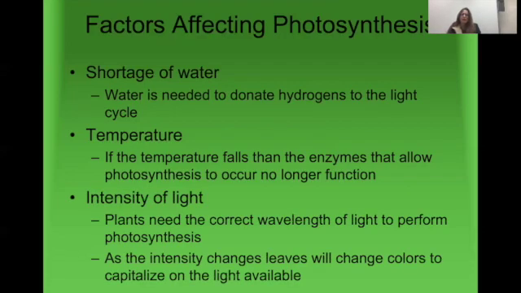Light intensity is important here. We have to have the right wavelength of light. And come fall, in a lot of parts of the country that are north of us, we see the leaves fall off the trees. It's because the plant is saying, you know what, I don't have the right light to do photosynthesis. I'm not going to keep supporting these leaves. And the leaves fall off until spring when the light intensity comes back.